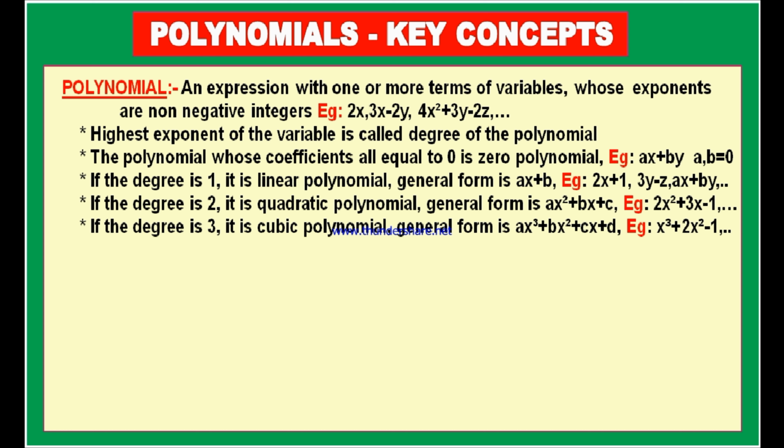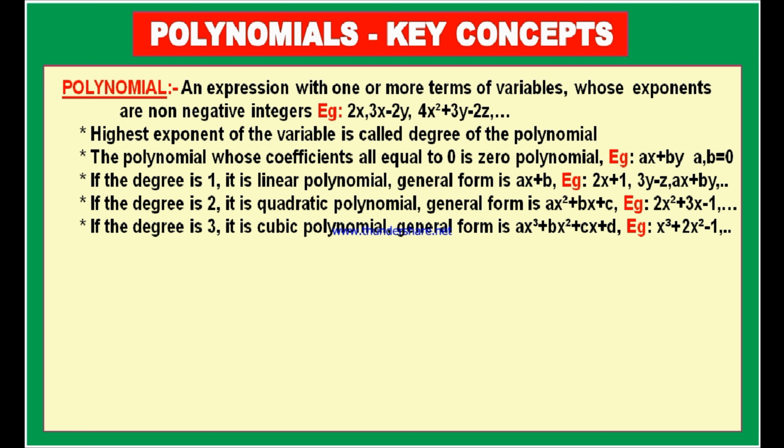If the degree is 2, then the polynomial is called a quadratic polynomial. If the degree is 1, it is called a linear polynomial. Similarly, if the degree is 4, then the polynomial is called a biquadratic polynomial.